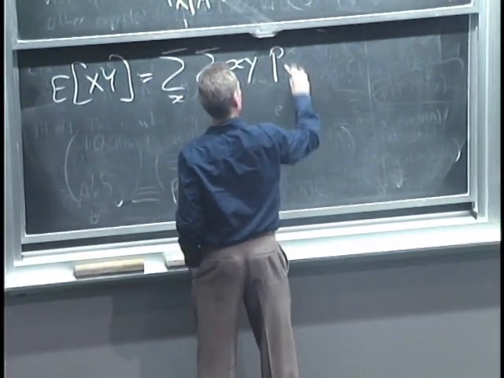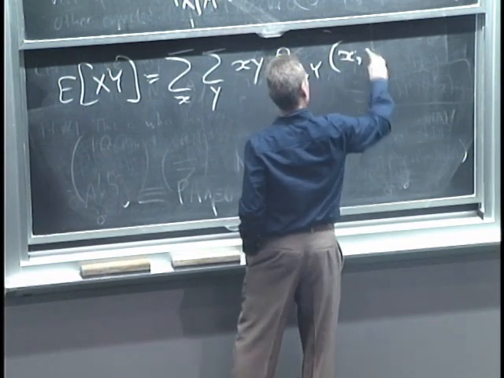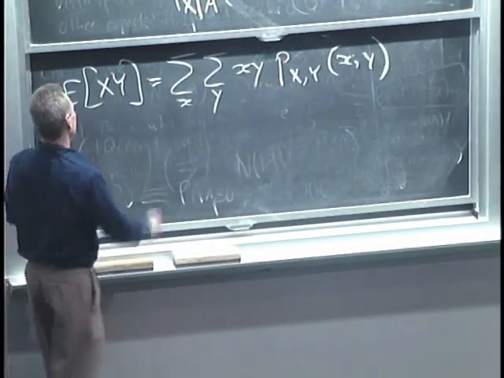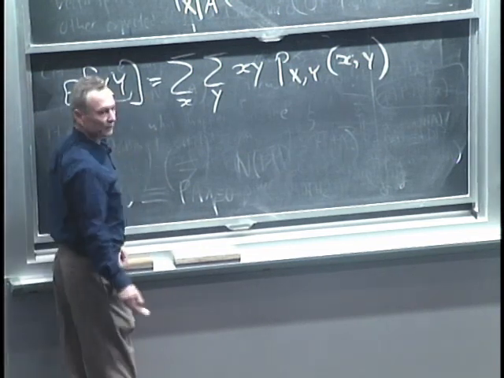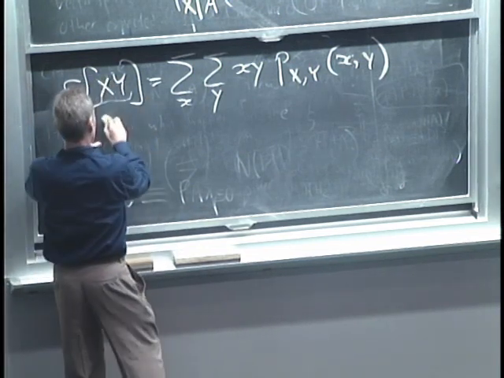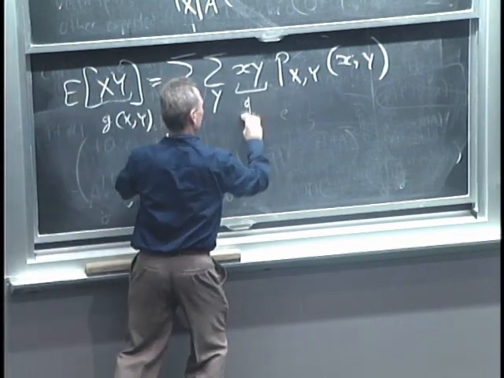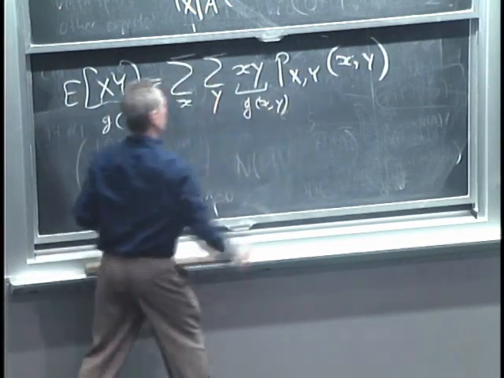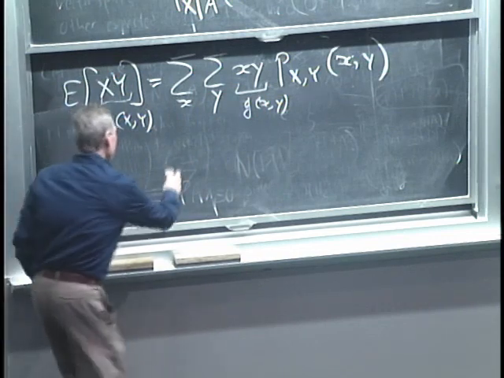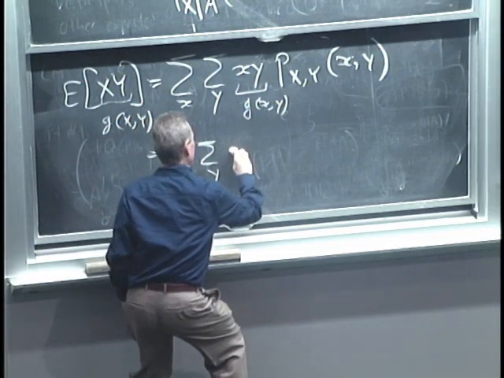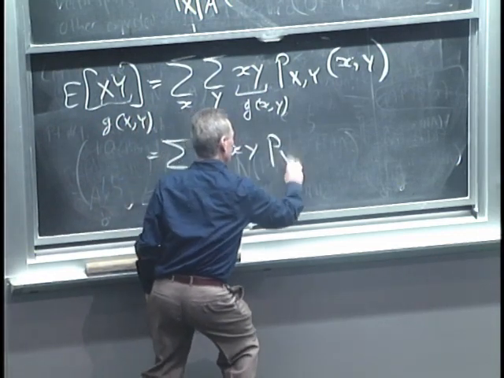Using the expected value rule, this is how you calculate the expected value of a function of a random variable. So think of this as being your g of x,y, and this being your g of little x,y. So this is something that's generally true. Now, if we have independence, then the PMFs factor out.